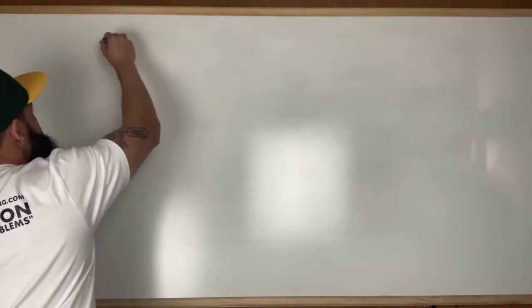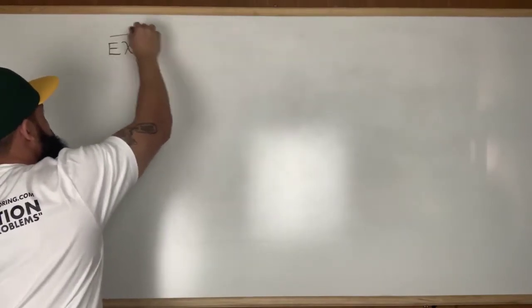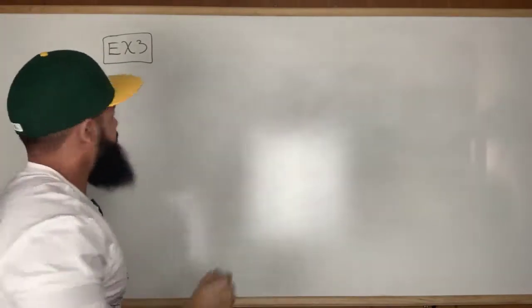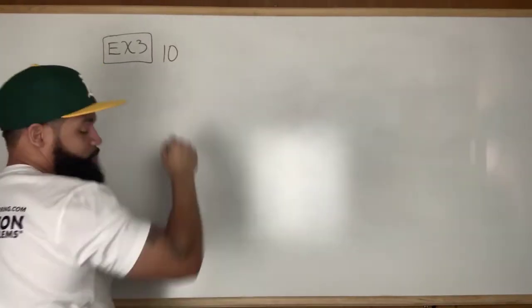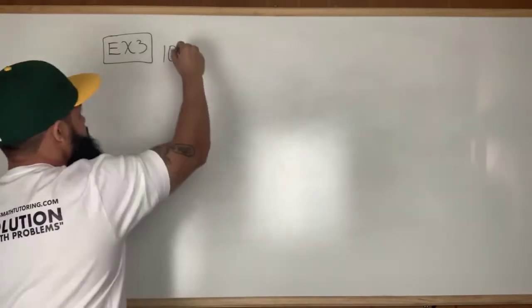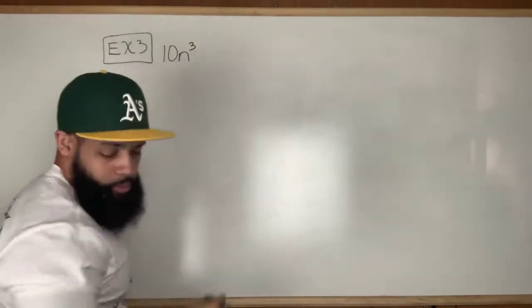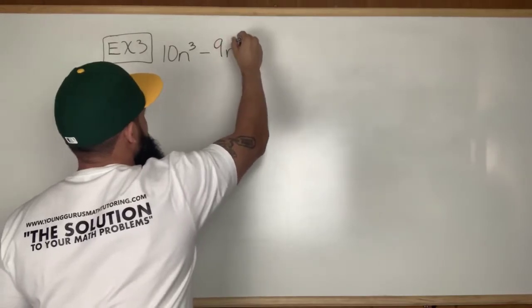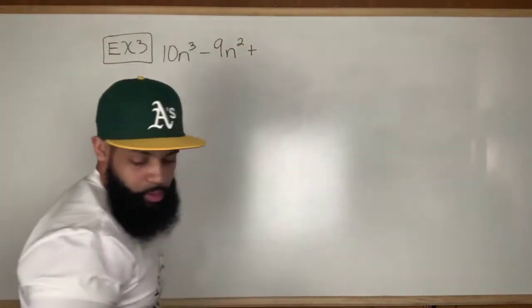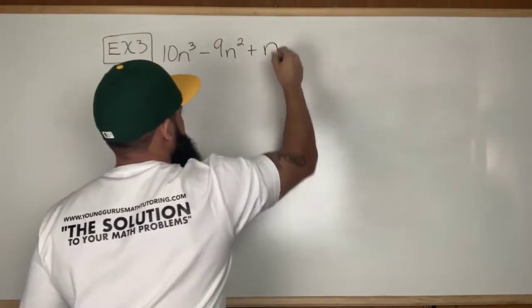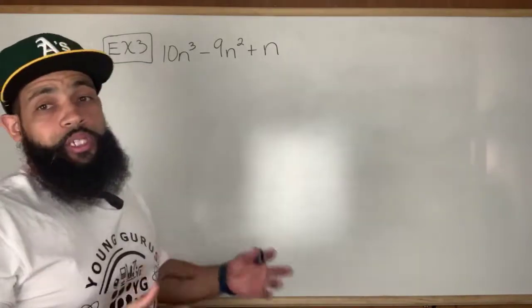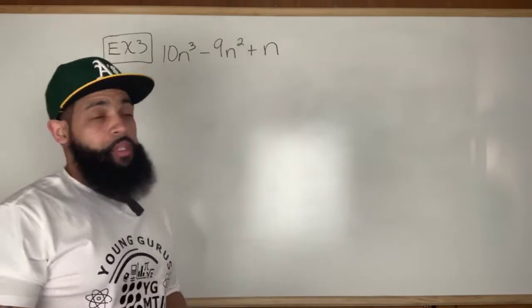So example 3. And for those of you that aren't familiar with why I say "tree," there's a video on that. 10n to the third power minus 9n squared plus n. So in this case, I have 3 terms, all right? And I need to figure out what is the greatest common factor, okay?